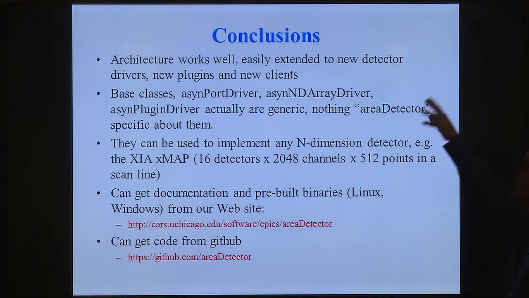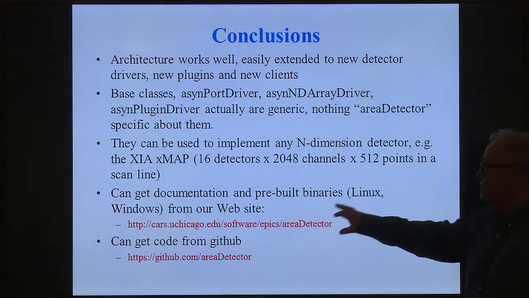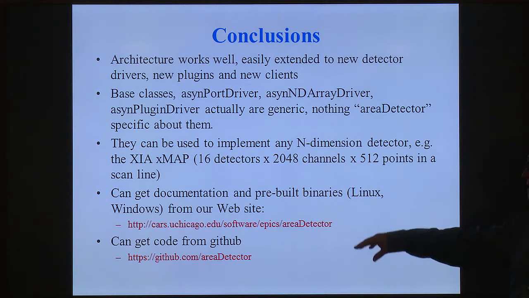The conclusion is I think this architecture works pretty well. It's easily extended to new drivers, plugins, and clients. There's nothing area detector specific about these base classes. You can use them to implement any kind of detector. And these are some links where you can get the stuff on GitHub.